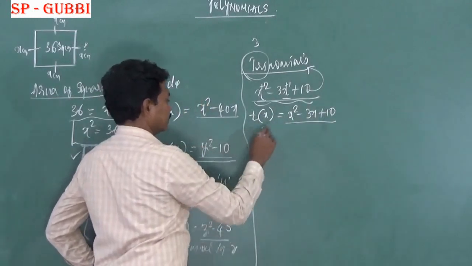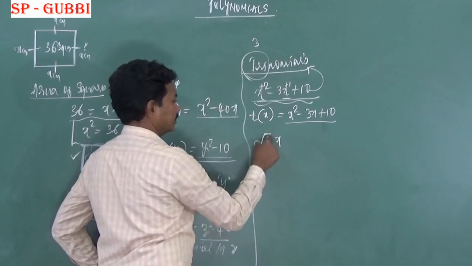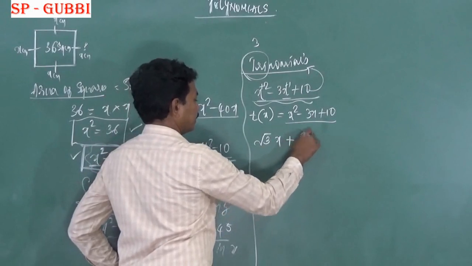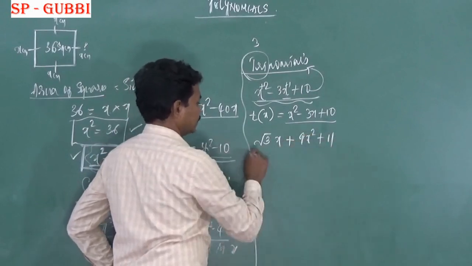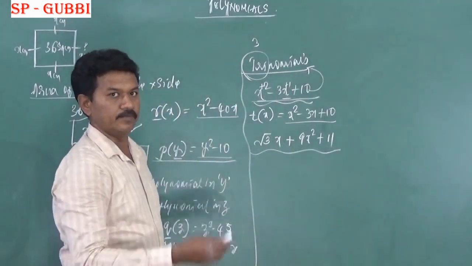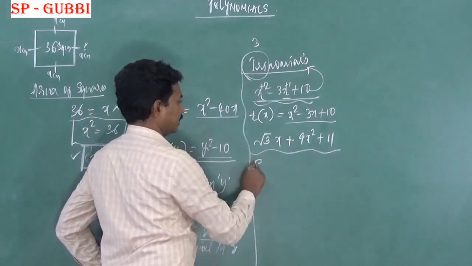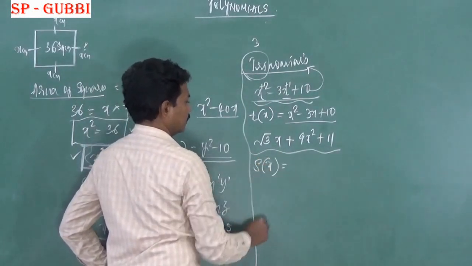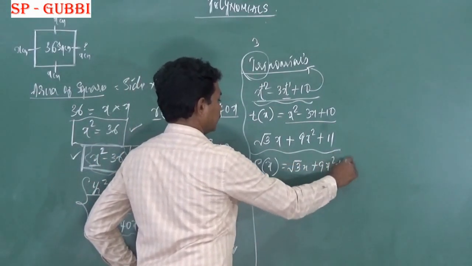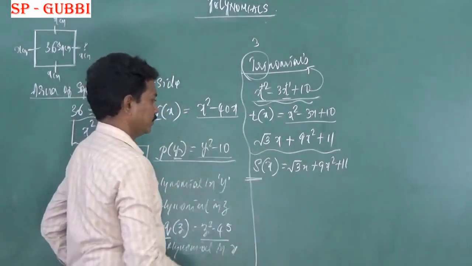So next, let me take another example, root 3 x. The root symbol is only for 3, not for x. So plus 9x square plus 11. So this is another trinomial. It's an example for a polynomial which is a trinomial. So we can give a name for it. S of x is equal to root 3 x plus 9x square plus 11. So this is a polynomial, and it's an example for a trinomial.